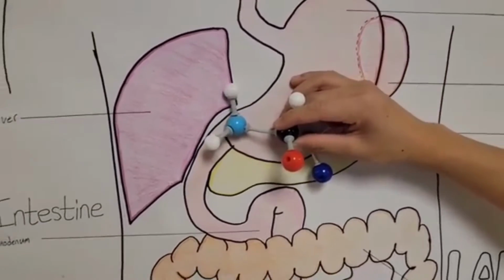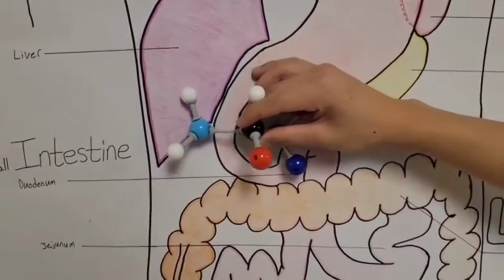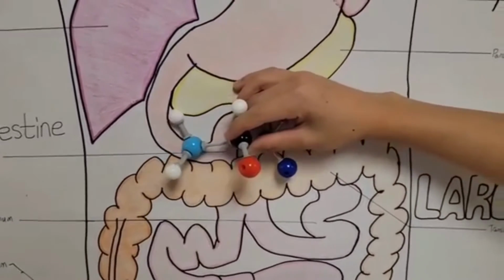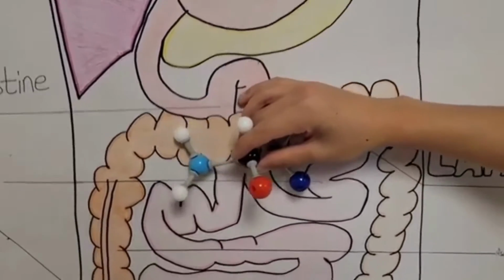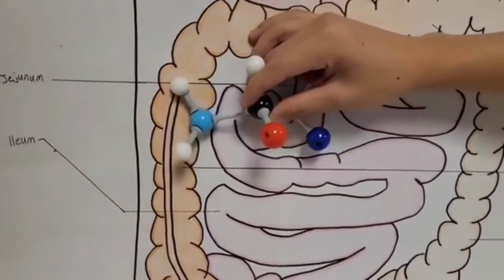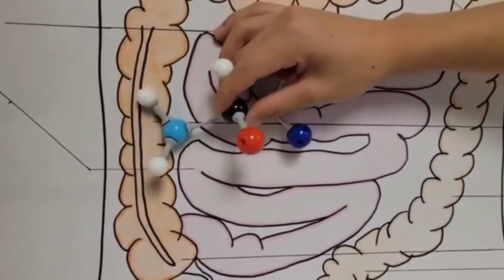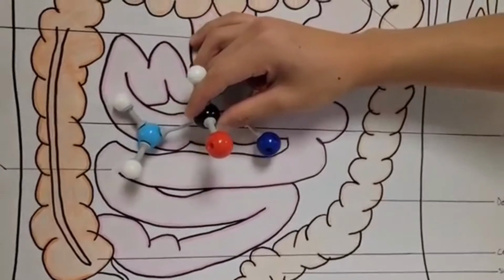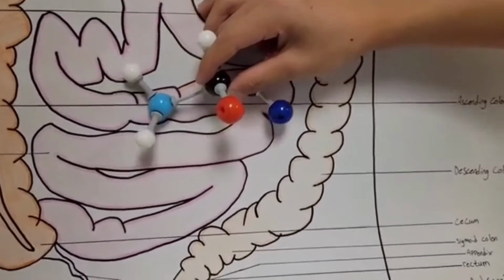From there, the smaller chains of amino acids move into the duodenum. As this is going on, the pancreas releases enzymes such as trypsin and chymotrypsin, and a bicarbonate buffer, which raises the pH of digested food. This allows the enzymes to work on breaking down the amino acid chains into smaller amino acids.